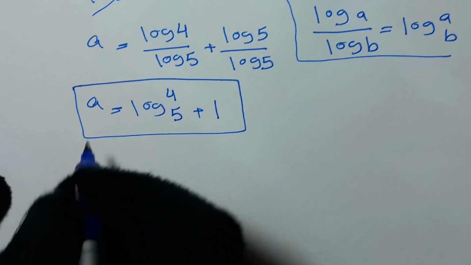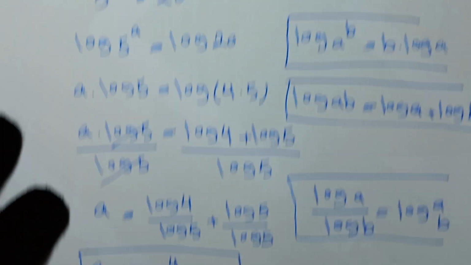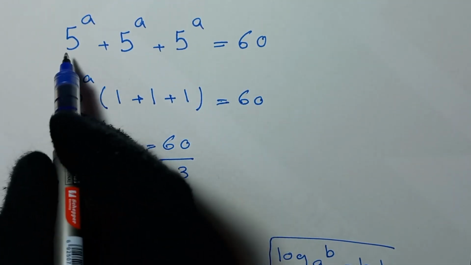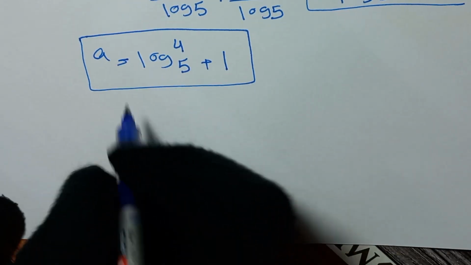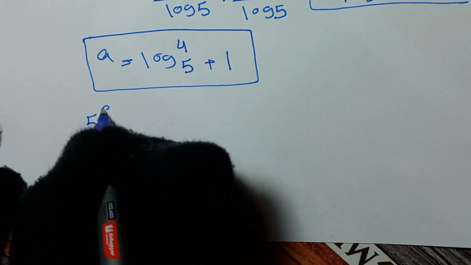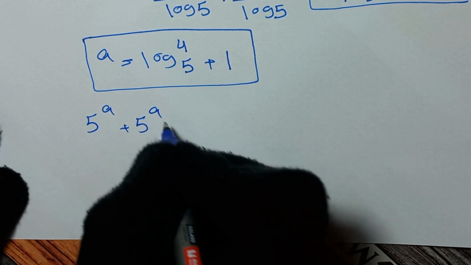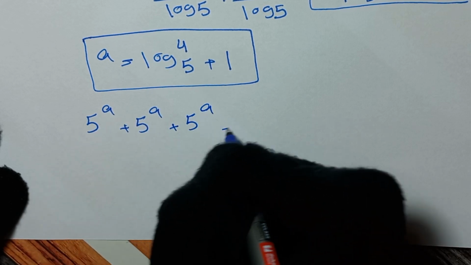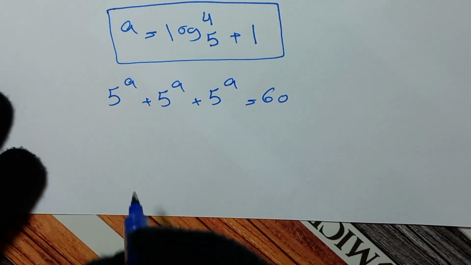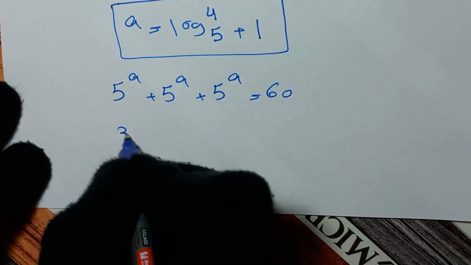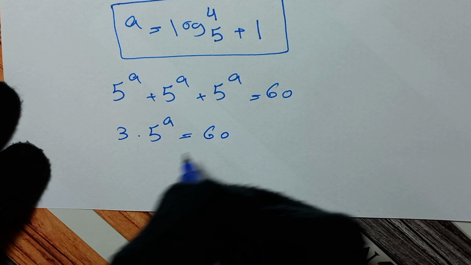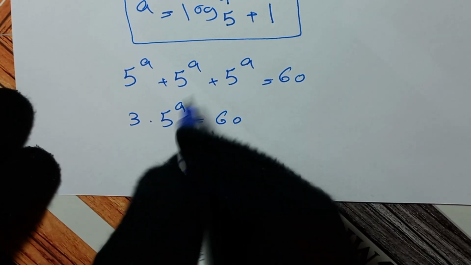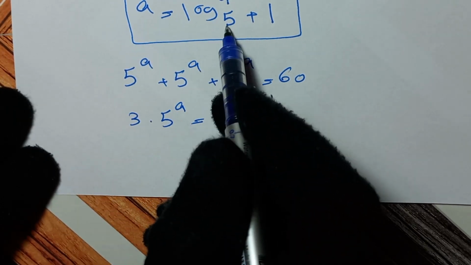And here we check if our answer is correct. So, we have 5 to the power of a plus 5 to the power of a plus 5 to the power of a is equal to 60. We can write this as 3 times 5 to the power of a, right, is equal to 60. And a is log of 4 to base 5 plus 1.